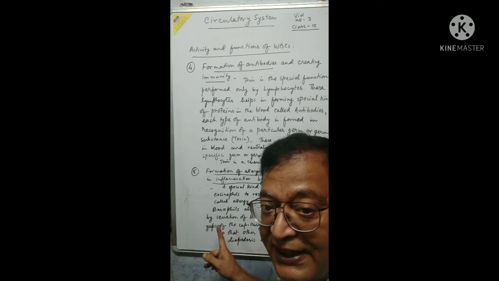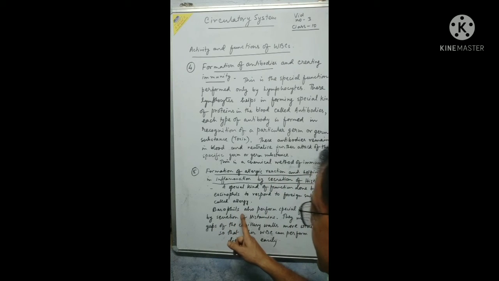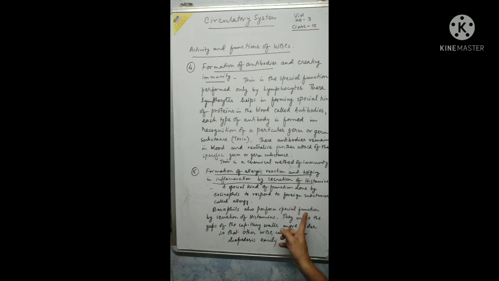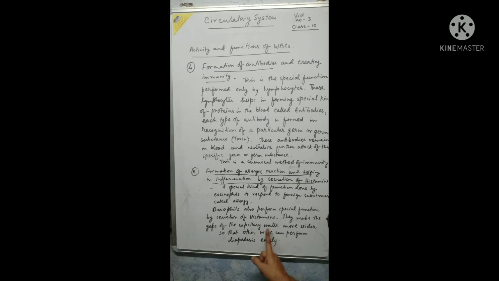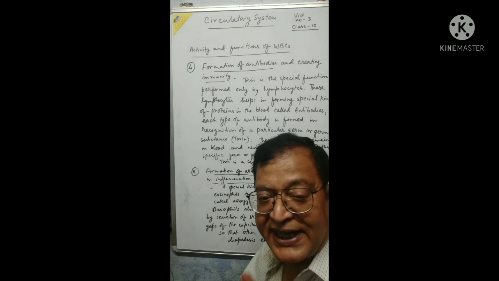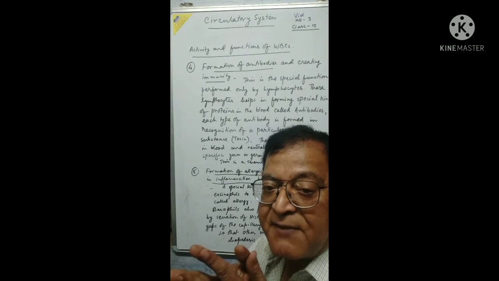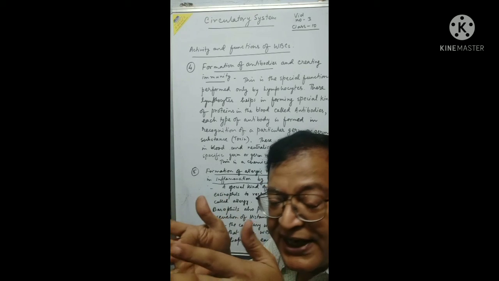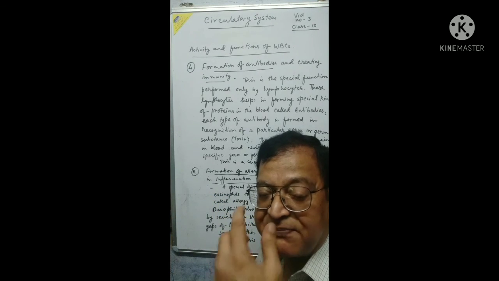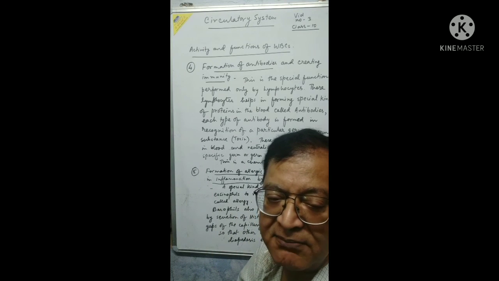Basophils, on the other hand, do another interesting function. Basophils also perform special function by secretion of histamine. By secretion of histamine, what they are doing is, they make the gaps of the capillary walls wider so that other WBCs can perform diapedesis easily. So they are helping the diapedesis performing WBCs to move out of the capillary walls by widening the gaps of the squamous epithelial wall of the capillary blood vessels.